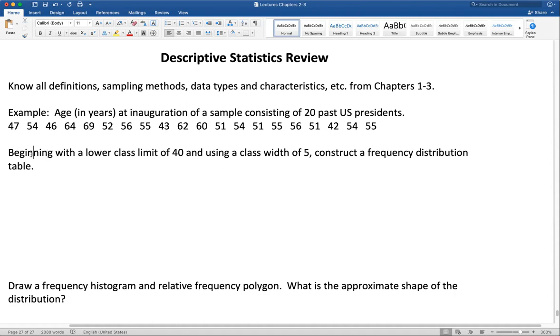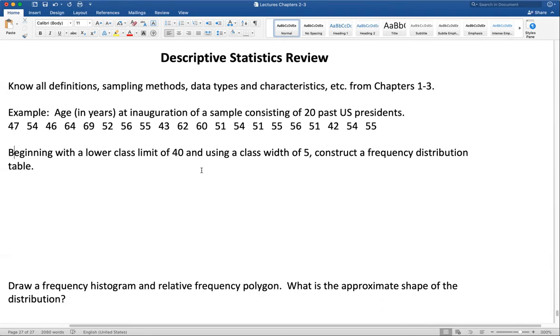So the first question is this: beginning with a lower class limit of 40 and using a class width of 5, construct a frequency distribution table. There are two ways. We know how to make the frequency distribution, so let me do it by hand, and then I'll tell you how to figure out the numbers in the frequency distribution using a calculator.